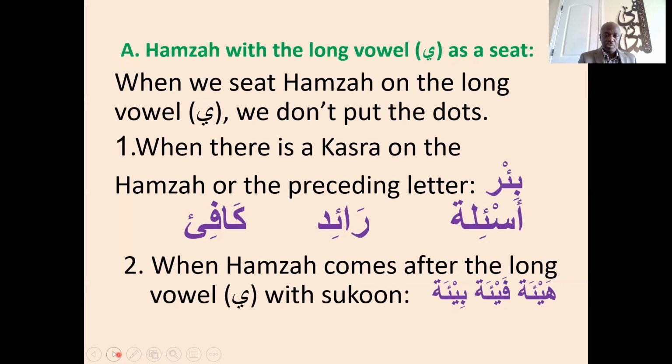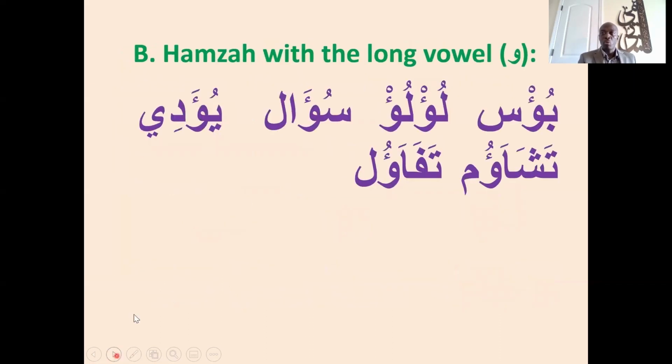Okay, let's move to the last one, hamza with the long vowel waw. Why do we seat the hamza on the waw here? Also, the same rule applies, the rule that says we only take a look at the hamza and the letter that precedes it. In this case, the letter that precedes the hamza is the letter ba, and ba has the dhamma, so bu, and then the hamza has the sukoon. So the dhamma is stronger than the sukoon, then the hamza has to be seated on the waw. Bu's is misery.